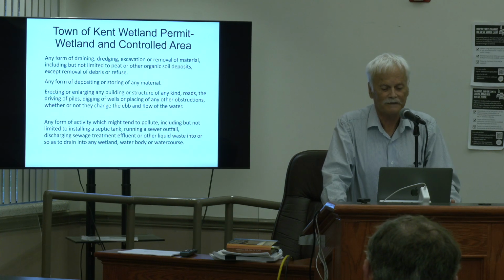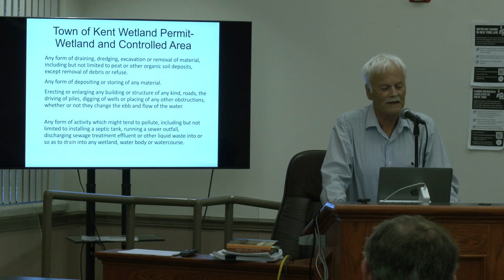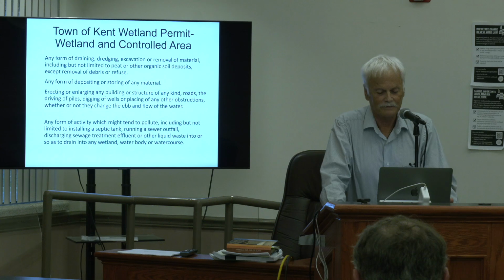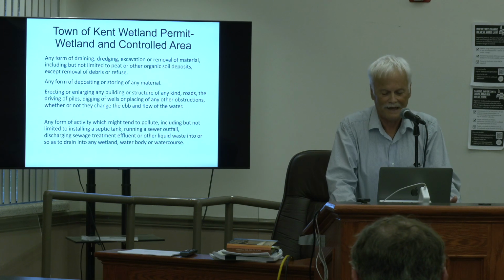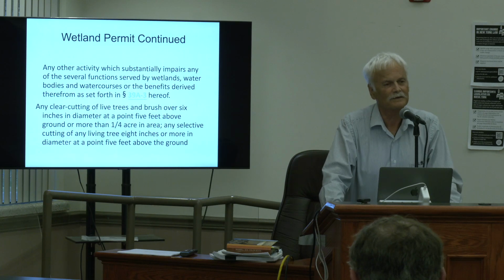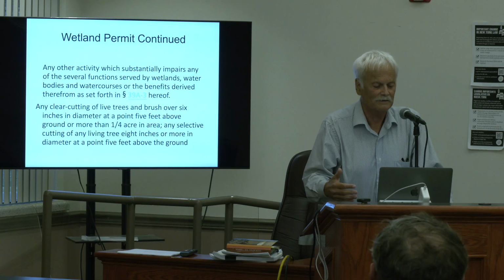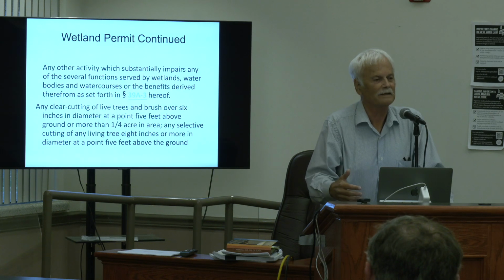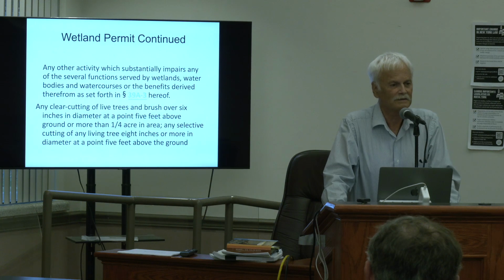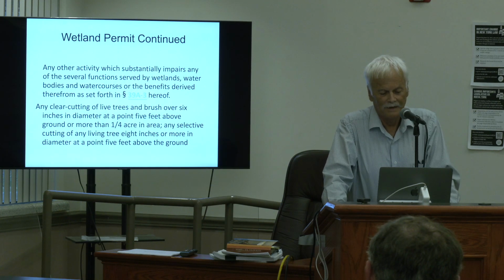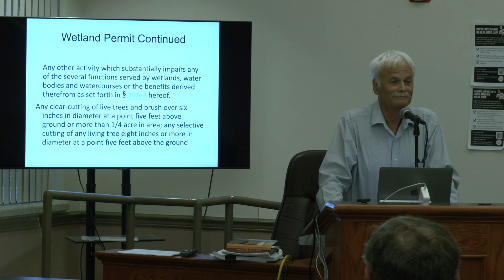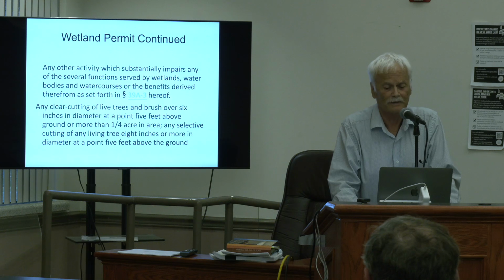So draining, dredging, excavation and removal of material, depositing any material, erecting any building or structure of any kind, any activity which might include a septic tank or any pollutant outfall into the system, any activity which impairs the several functions served by the wetlands. Remember, we talked about those functions at the very beginning. So if you have a wetland that's going to be impacted and flooding is going to occur because that wetland is impacted by the development, that's something that the planning board has to consider. And we're going to get to mitigation in just a second. Any clear cutting of live trees 5 feet above the ground within a quarter of an acre area, we see this an awful lot. People are not aware of that.